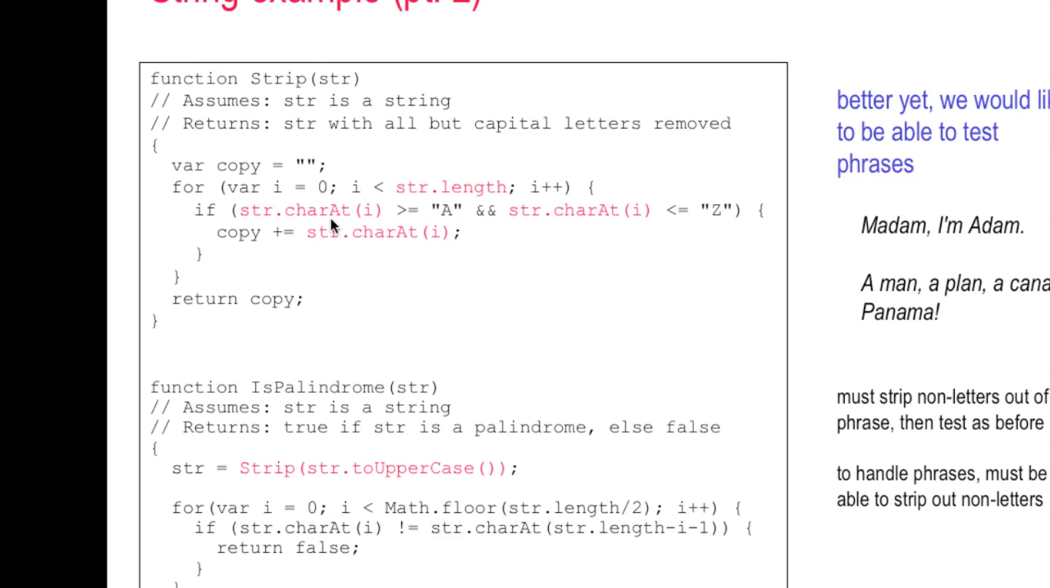If the character at string i is larger than or equal to A, it's a member of the alphabet, and the string is smaller than or equal to Z, it's in the alphabet. Copy is going to be equal to the copy plus character i, which means it's going to be an alphabetical character inside of A through Z. We converted it to uppercase, so we only have uppercase characters, if we're running that uppercase first, which is what we're doing here. So it's strip string to upper.